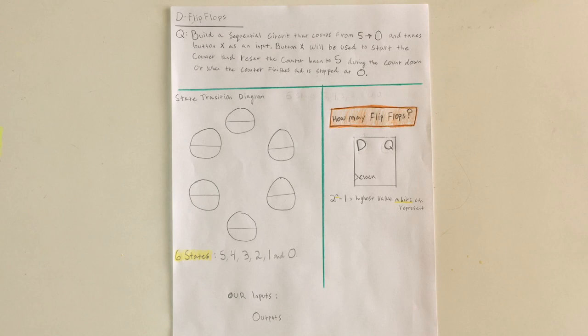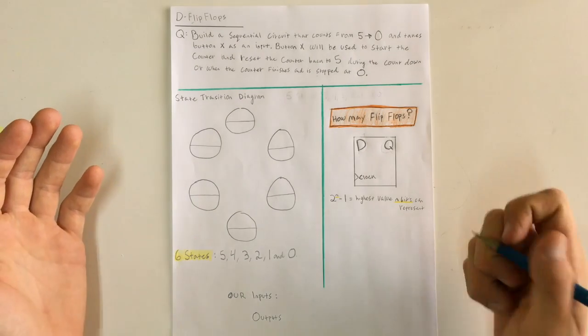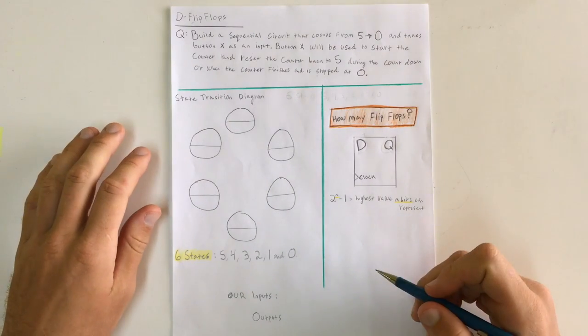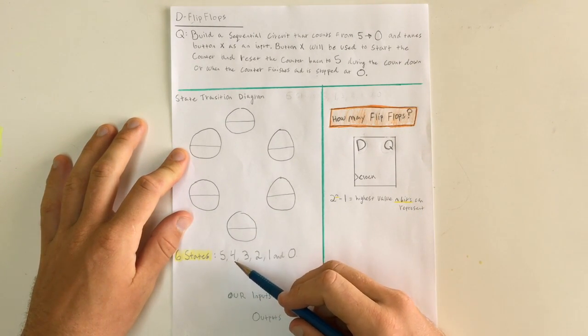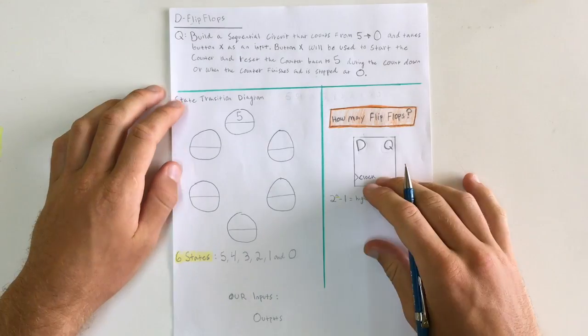First, we're going to be looking at our state transition diagram. Now, how many states do we have? Well, we're counting from 5 to 0. So we have 6 states. State 5, 4, 3, 2, 1, 0.